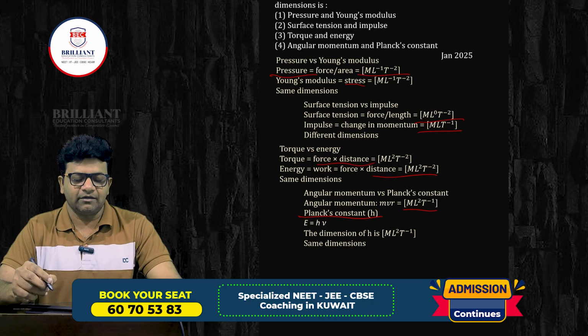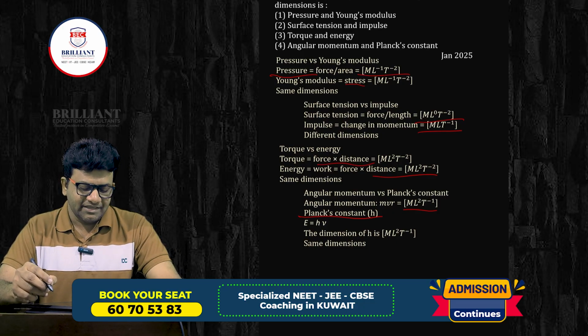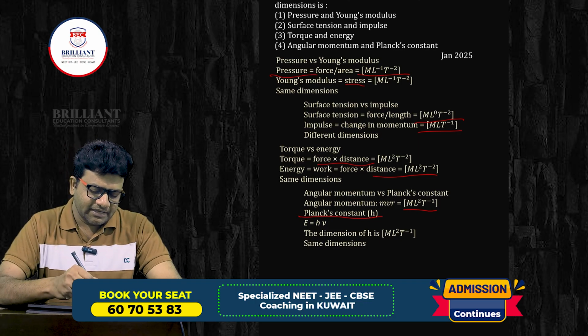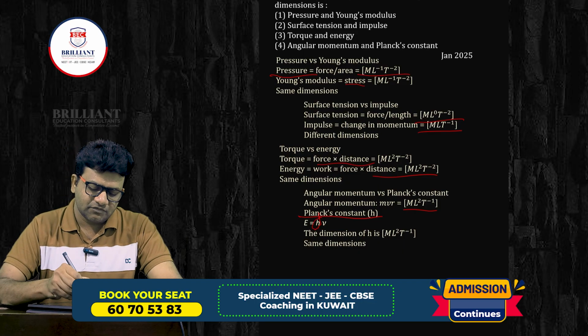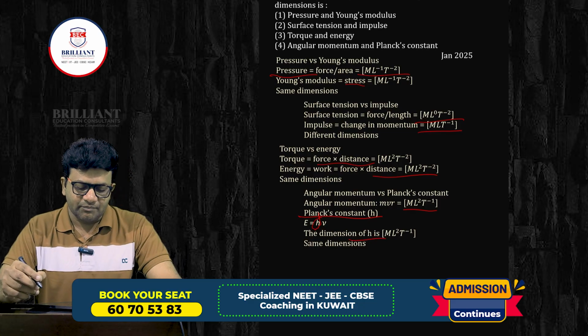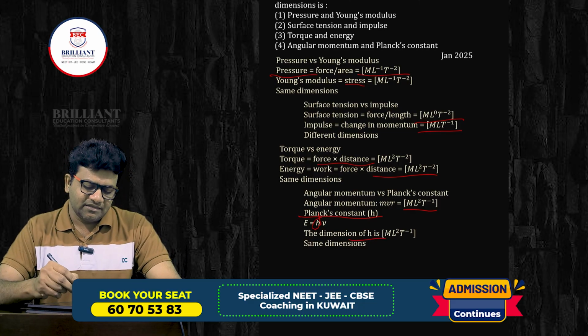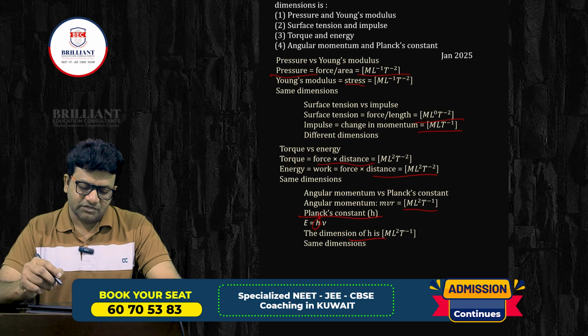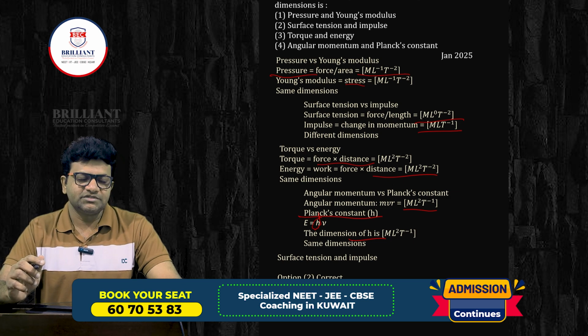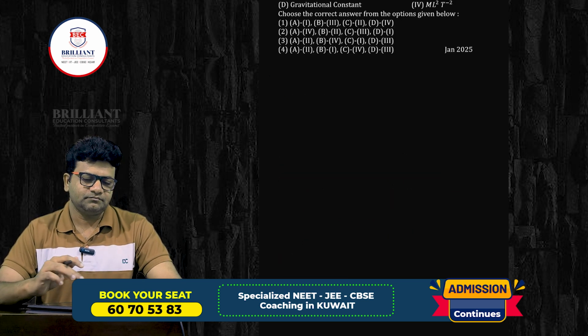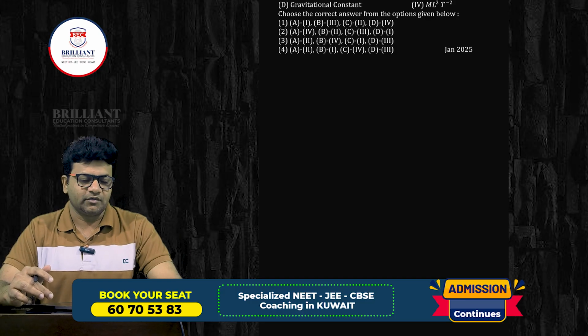We know the equation of Planck constant, E equal to h nu, where E is energy, h is Planck constant, and nu is frequency. By substituting the dimensions of E and nu, we get the dimension of h as M L square T power minus 1. So you can see both angular momentum and Planck constant have the same dimension, M L square T power minus 1. So the correct answer is surface tension and impulse. Option 2 is correct.